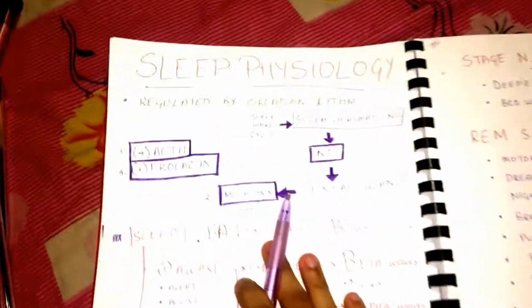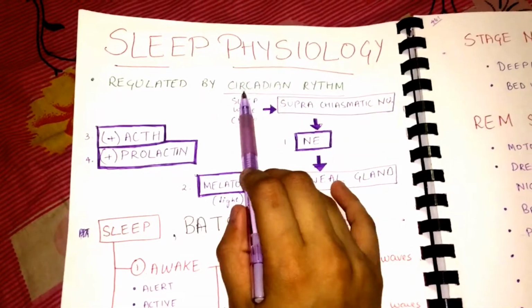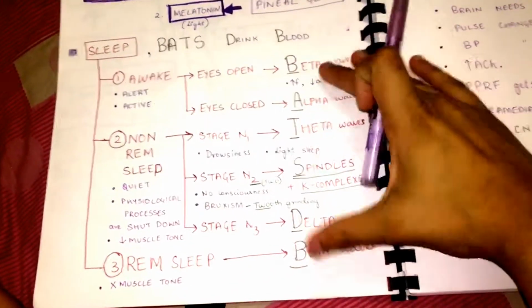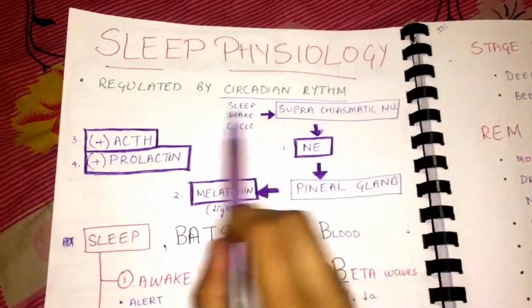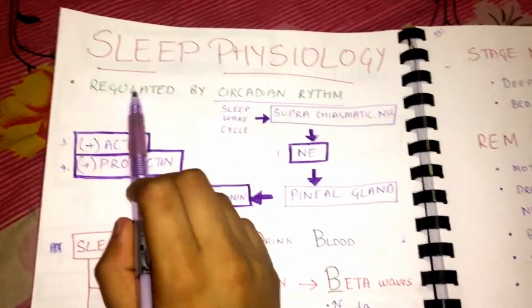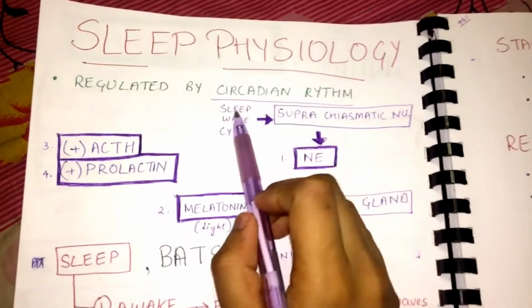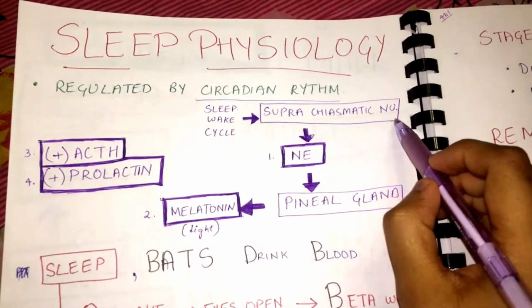Yes, so in this video, we are going to talk about the sleep physiology. We are going to talk about what controls the sleep physiology, the waves that happen in each stage of the sleep. So the sleep physiology is usually regulated by the circadian rhythm, also called the sleep-wake cycle, which is in turn regulated by the suprachiasmatic nucleus.